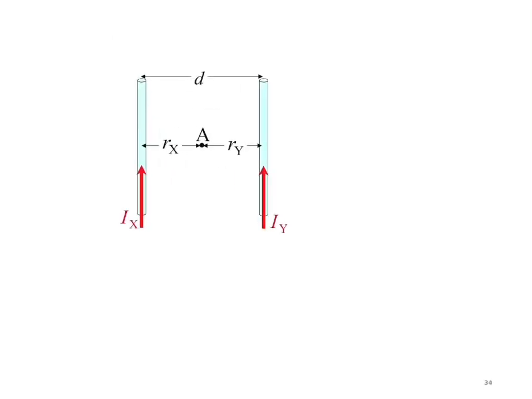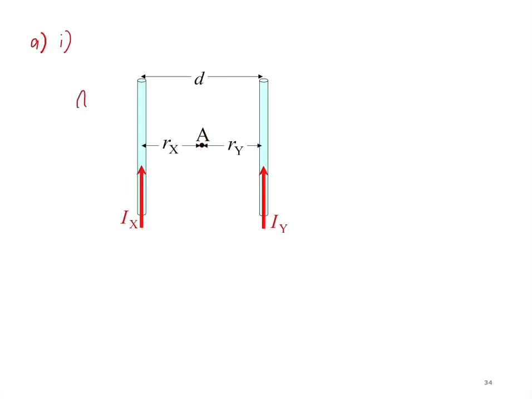So you can start off by drawing two wires, wire X and wire Y. The currents that are flowing in both wires are flowing in the same direction. And then the two wires are separated by a distance D. And there is a point A in between them. The distance of point A from X is Rx and the distance of A from Y is Ry. So what we want to do is find the magnetic flux density B at point A.